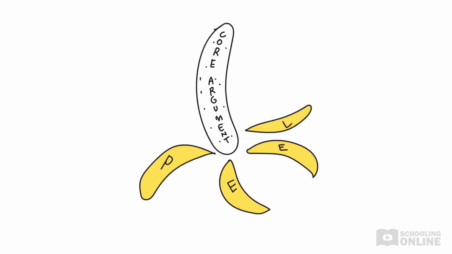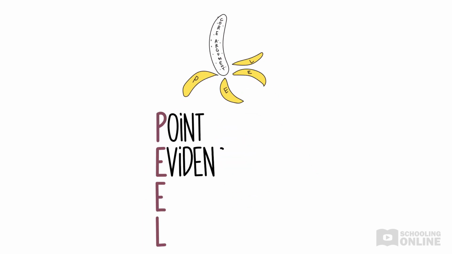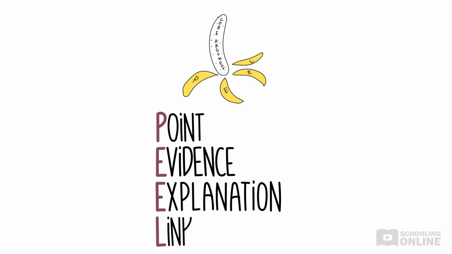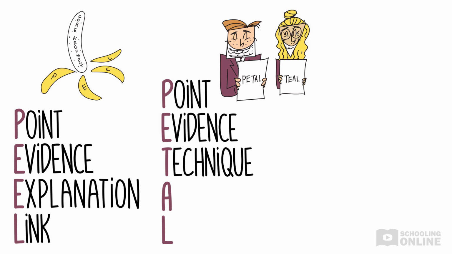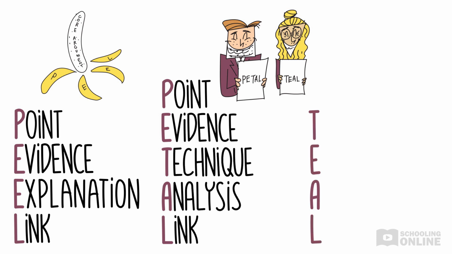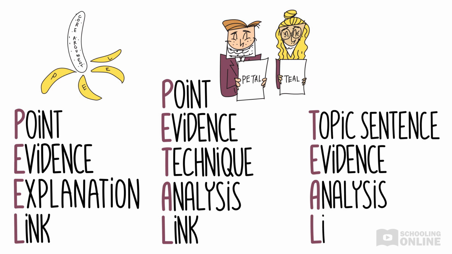Let's put this into a Peel paragraph. Remember, Peel stands for point, evidence, explanation, link, and is a great way to make sure that you back up your main point in each paragraph. You might come across other paragraph methods like PETAL, which stands for point, evidence, technique, analysis, and link, or TEAL, which stands for topic sentence, evidence, analysis, and link.